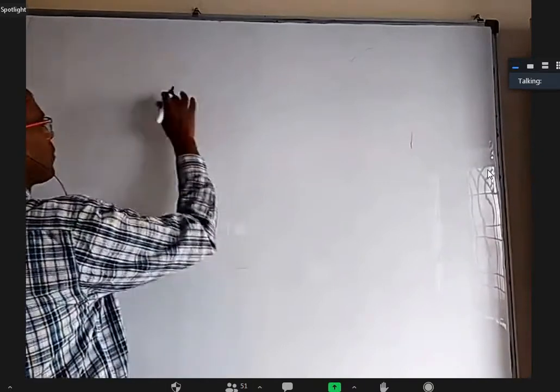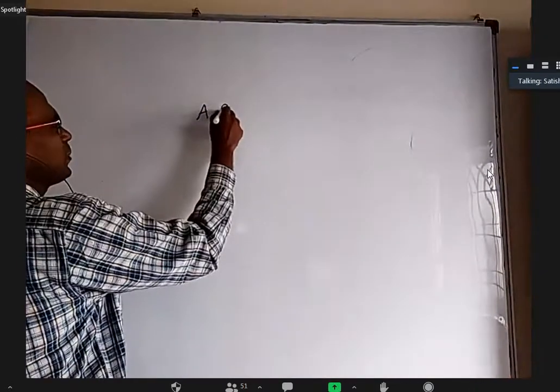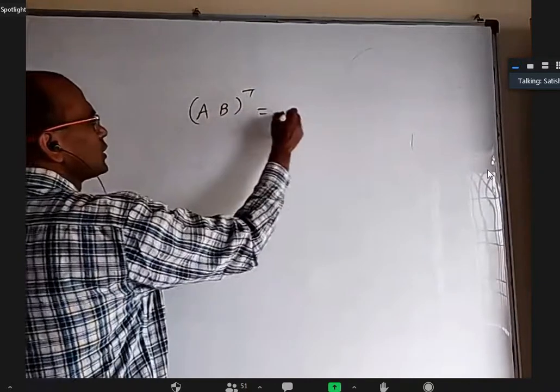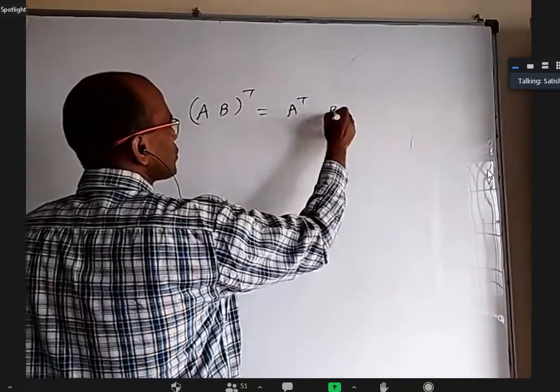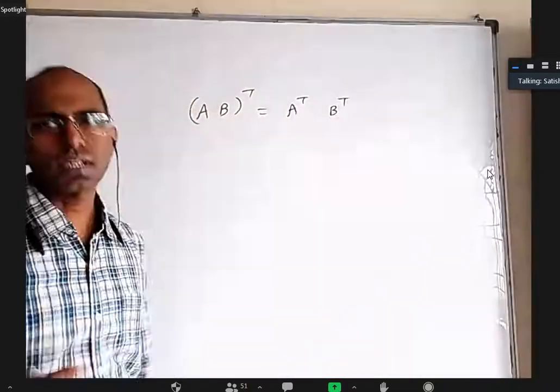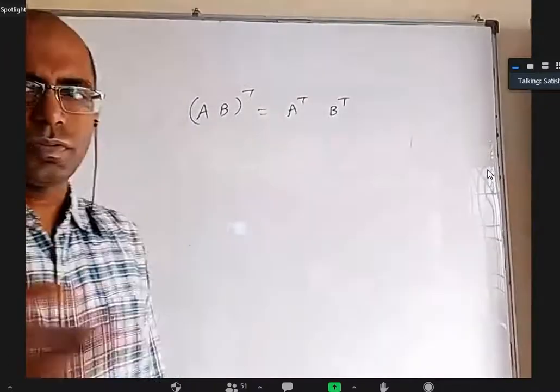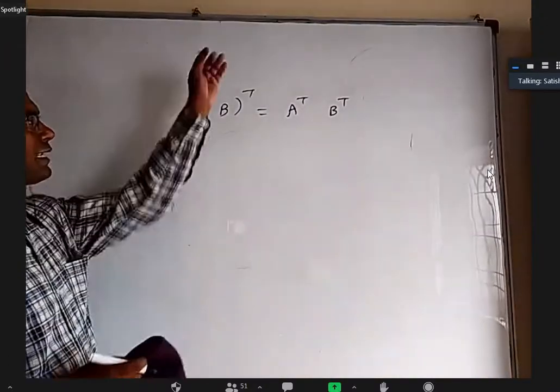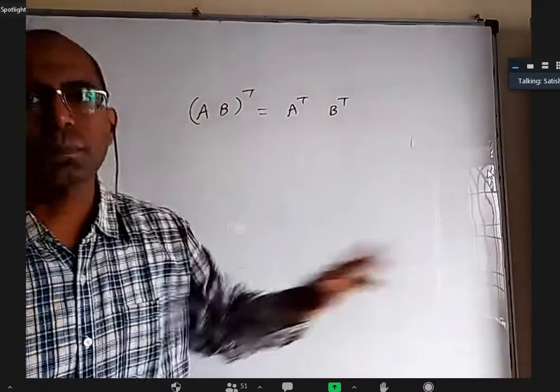Now, for this proof I'll give you some idea, but before the proof, let us talk about it. AB whole transpose equal to A transpose into B transpose: don't write this. This is not correct. It's a very simple example I'll give you. Many times this product is possible, but sometimes it is not even possible.